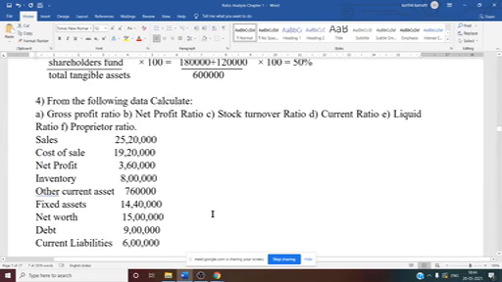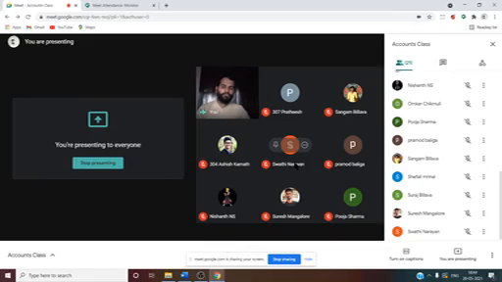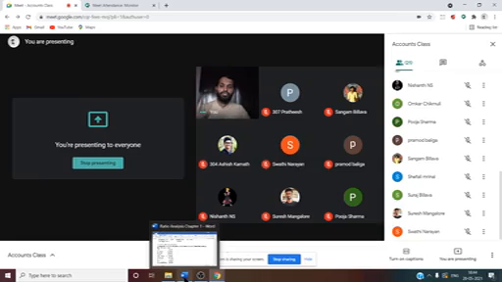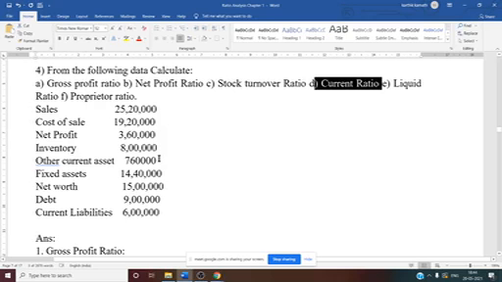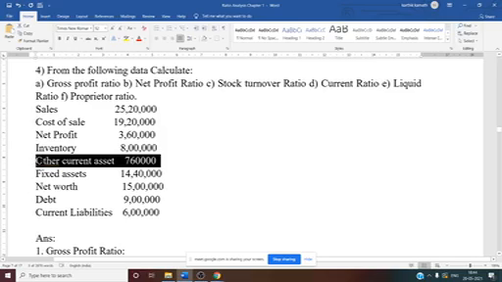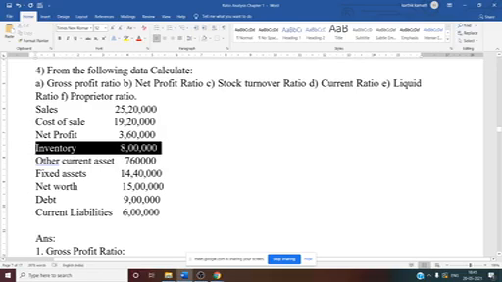Now the fourth ratio you need to calculate is the current ratio. The current ratio formula we know: current asset divided by current liability. For current asset, by seeing the question, they have directly mentioned it. If you see here, other current asset they have given you is 7,60,000. What about inventory? Inventory is nothing but closing stock. That is also a current asset. Closing stock is nothing but just stock, you can say. So that is also a current asset. So current asset is nothing but these two items: inventory plus other current asset.